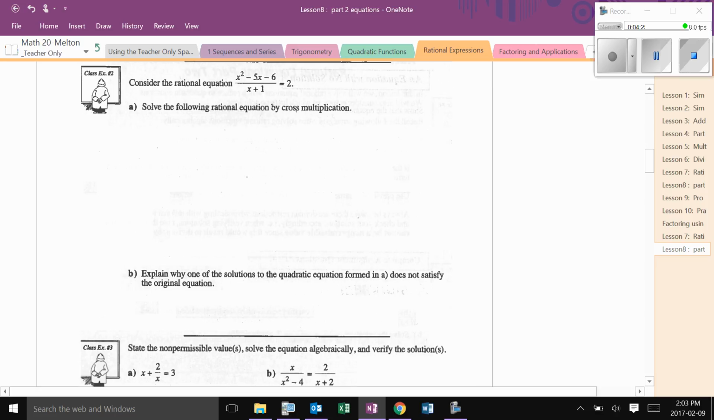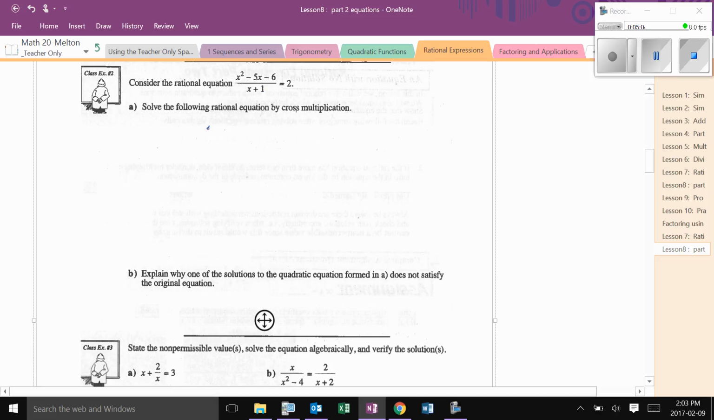So let's take a look at the next one. They've indicated cross multiplication, but really what we're doing is multiplying both sides by x plus 1. Prior to doing that, I would always suggest that you first factor the numerator. So let's do that, because perhaps we can simplify and we might not even have the fraction to begin with.